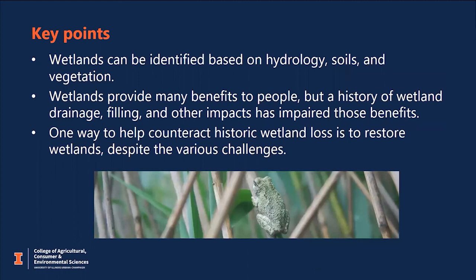So some key points from my webinar today. Wetlands can be identified based on hydrology, soils, and vegetation. And wetlands provide a lot of benefits, what we call ecosystem services, to people. But a history of wetland drainage, filling, and other impacts to those wetlands has really impaired those benefits. One way to help counteract historic wetland loss is through restoration of wetlands, despite the various challenges that restoration practitioners often face when attempting to restore these sites.